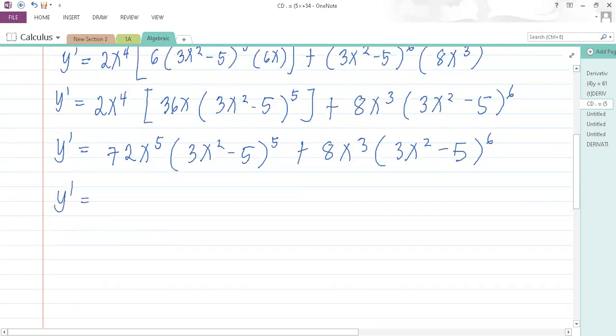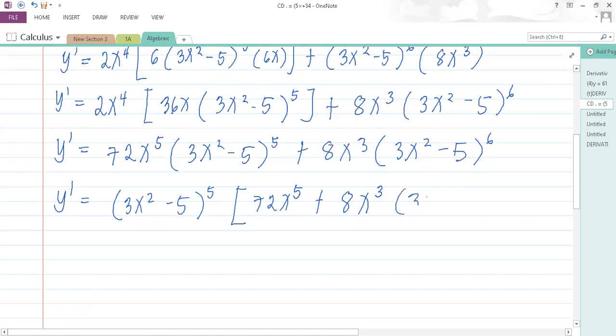Simplifying further, that is equal to, meron tayong common term, that is 3x squared minus 5. Di ba? Common sila sa dalawa. So, labas natin yung (3x squared minus 5) raised to 5. Okay, so ano yung i-multiply natin sa first term? I-multiply natin siya sa 72x raised to 5. Okay, sa second term, so multiply natin siya sa 8x cubed. Meron pang natira kasi ang finactor out lang natin is raised to 5. Ito raised to 6. So meron pang isang 3x squared minus 5.